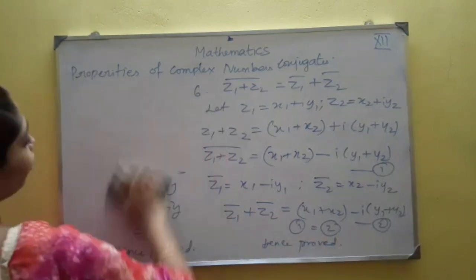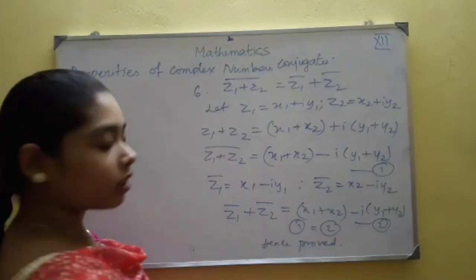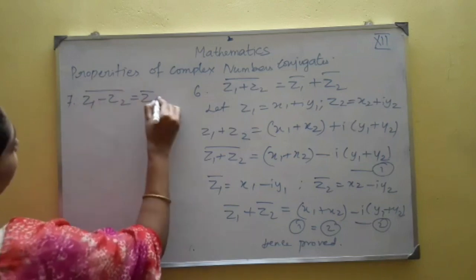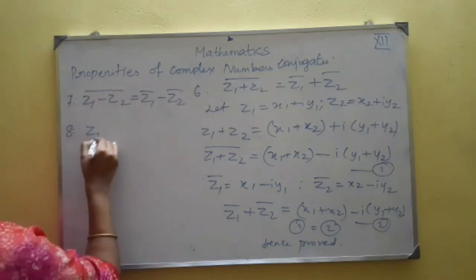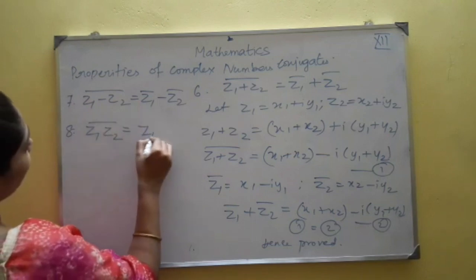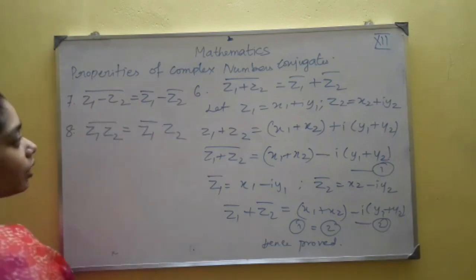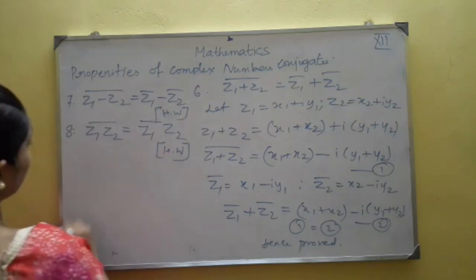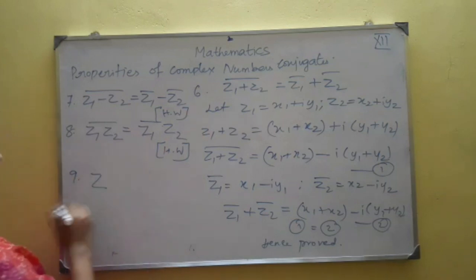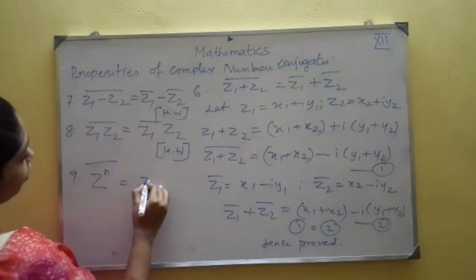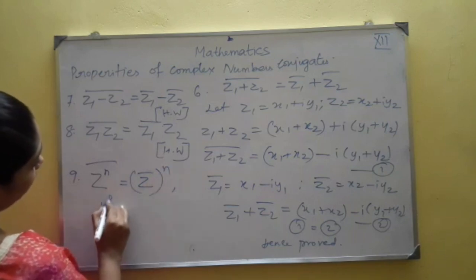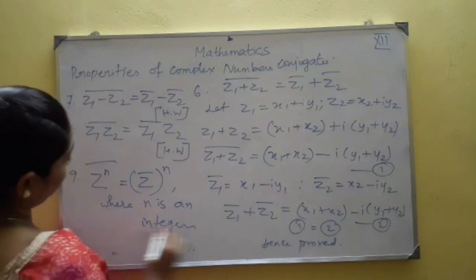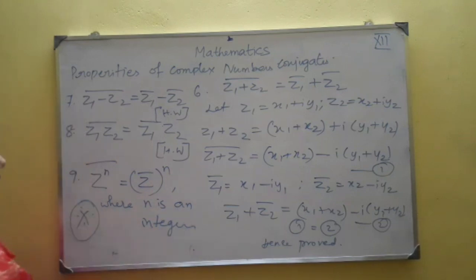So same way you can do 7th and 8th properties. 7th property is z1 minus z2 the whole bar equal to z1 bar minus z2 bar. 8th property is z1 z2 the whole bar equal to z1 bar z2 bar. This you can do as a homework, these two. Okay. So 9th property no need to do as a homework, just observe this. z to the n the whole bar is equal to z bar the whole to the n, where n is an integer. This is very important property. Note it down.